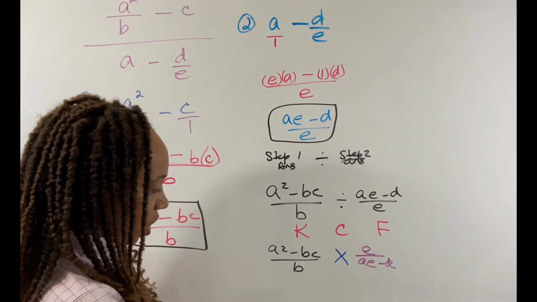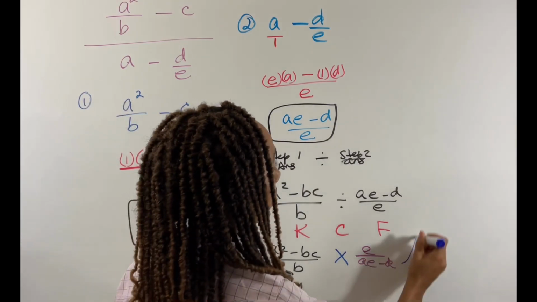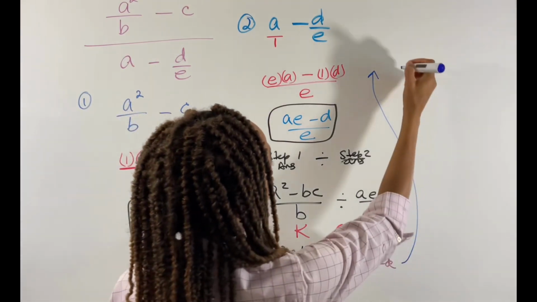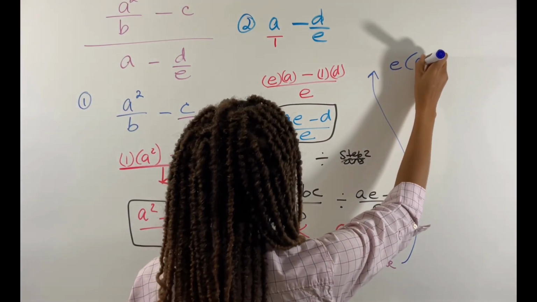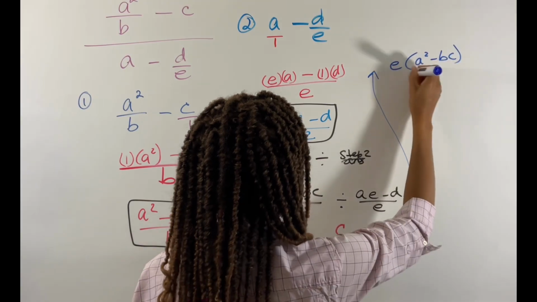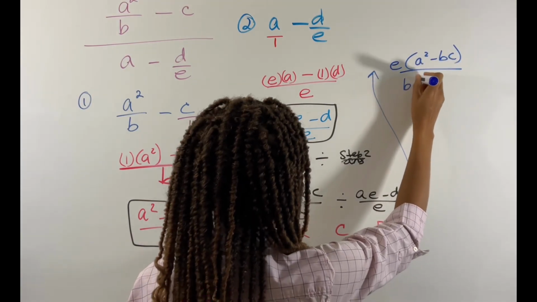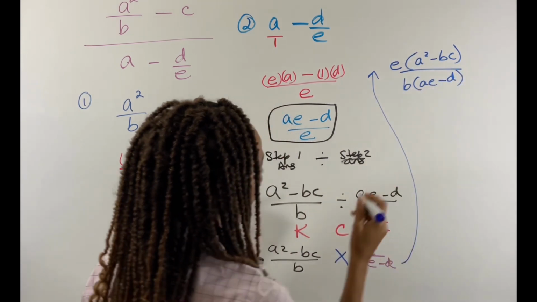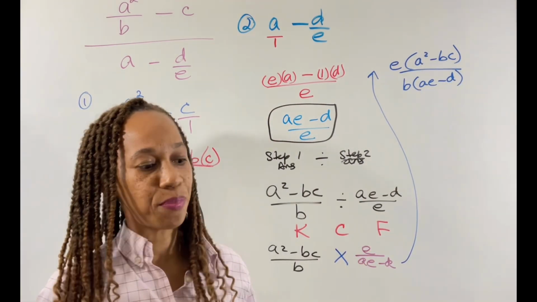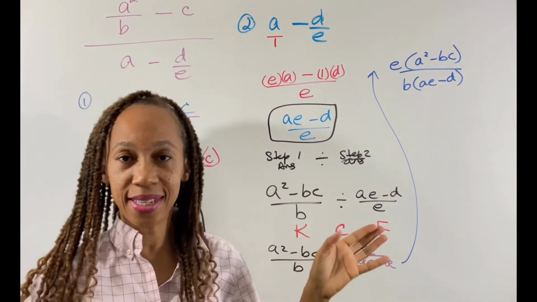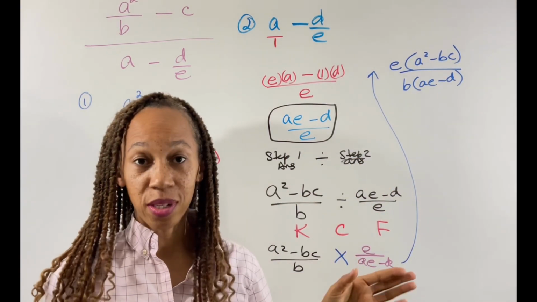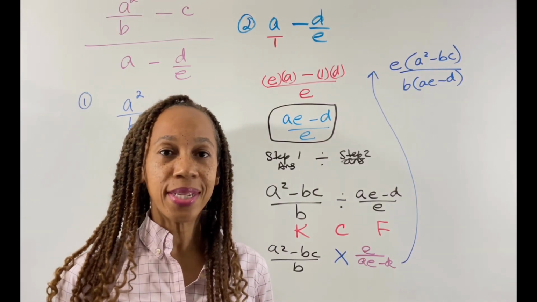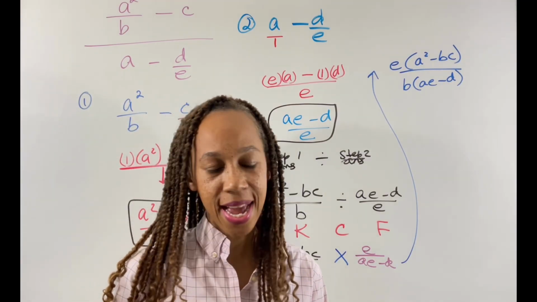Now this is going to lead you, I'm going to write it up here because of space, right? And you now have e multiplied by a squared minus bc over b times ae minus d. And this is what you would have for this example. So this is just simply an example using just variables. Now I'm going to get into another example where you will have variables and numbers. So let's get right into that example.